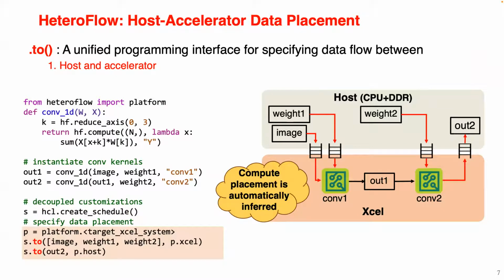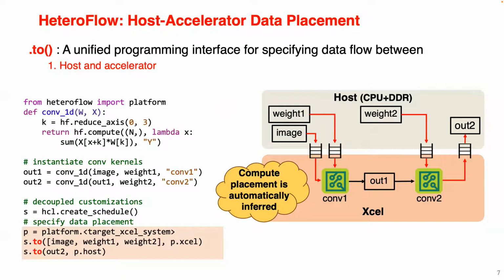For the next step, we can use this .2 to specify the data placement at the host-accelerator level. As you can see, for the last 3 lines, we first import a platform that includes the host and also the accelerator platform. And later, we use this .2 to move the image and weight from host to accelerator, and we move the output from the second 1D convolutional kernel from accelerator to host.